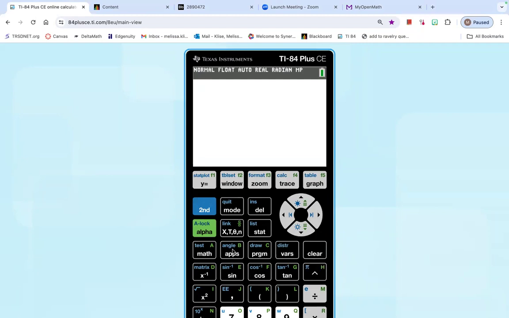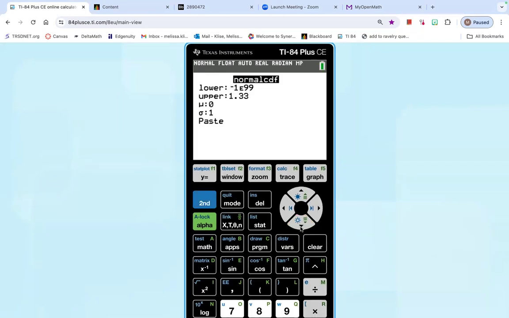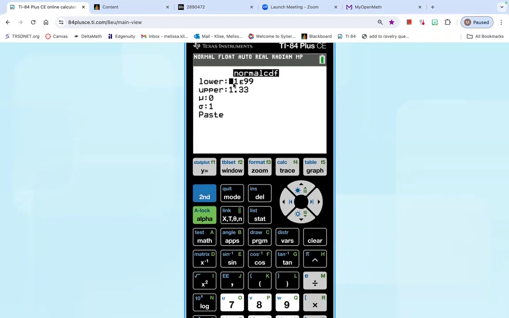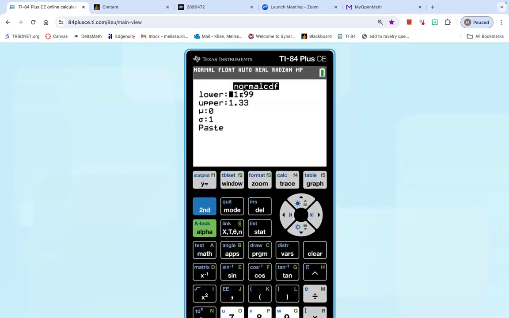Okay. So something went wrong. Yours should look like this. Okay, let me see here. When you go to your normal CDF, make sure the lower is negative, and this negative is the one next to the enter sign. So the -1E99. Then your upper should be -1.2.